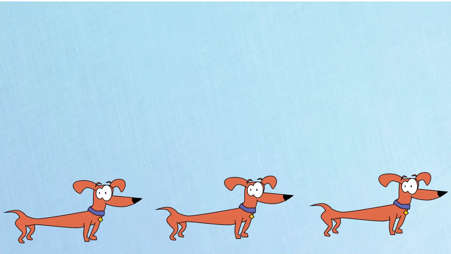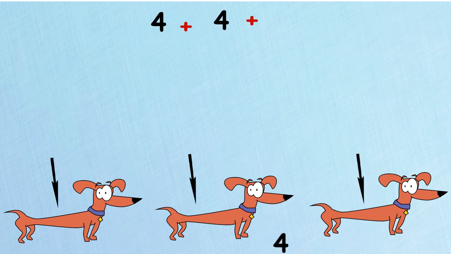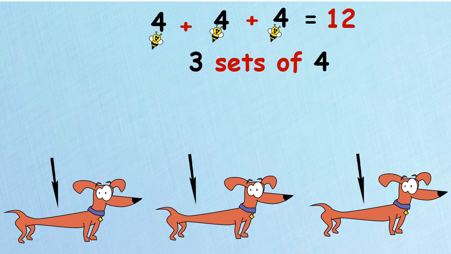So we have some dogs, and we are going to count their legs. So we have 4 legs, add 4 legs, add 4 legs. And that is equal to 12 legs. Remember our repeated addition. 4, add 4, add 4. How many sets of 4 do we have? We have 1 set of 4, 2 sets of 4, 3 sets of 4. And instead of saying sets of, we replace it with the multiplication sign. 3 multiplied by 4, or 3 times 4, and that gives us 12.